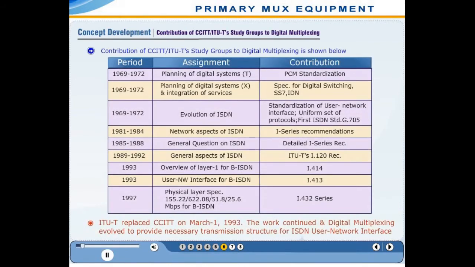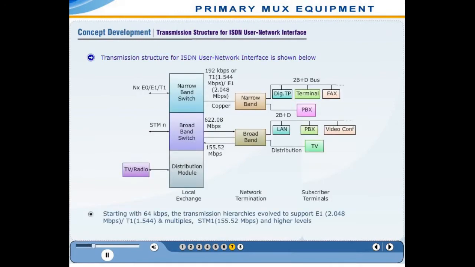Contribution of CCITT or ITU-T's study groups to digital multiplexing is shown on screen. It may be noted that ITU-T replaced CCITT on 1st March 1993. The work continued and digital multiplexing evolved to provide necessary transmission structure for ISDN user network interface. Transmission structure for ISDN user network interface is shown on screen.